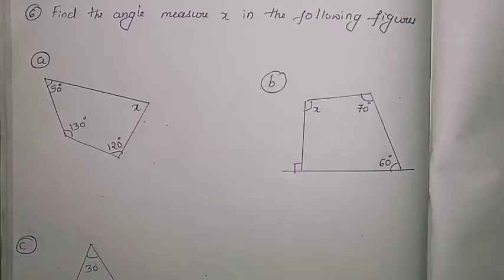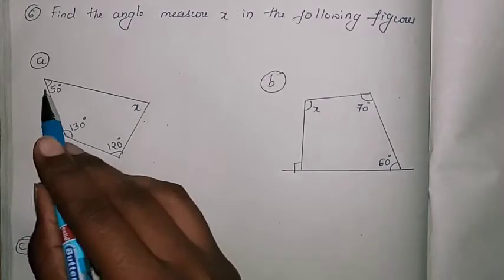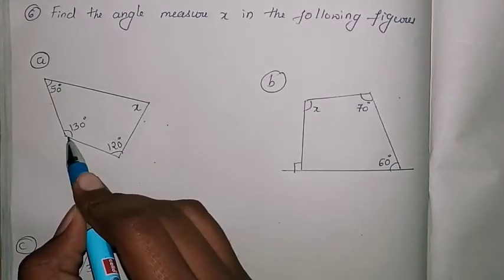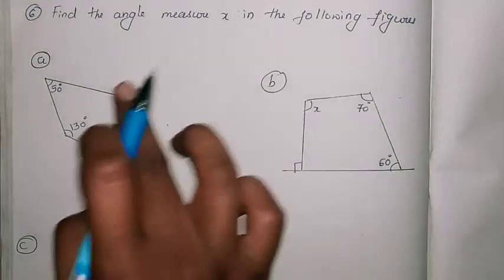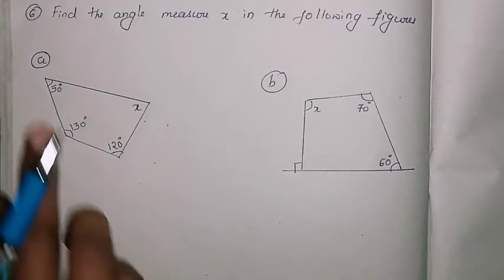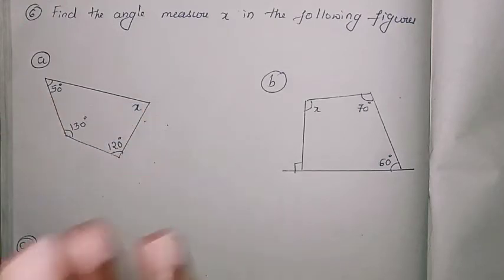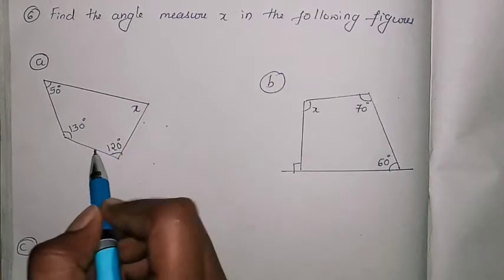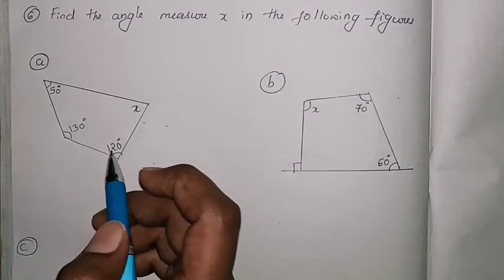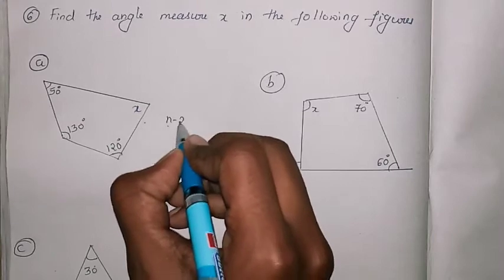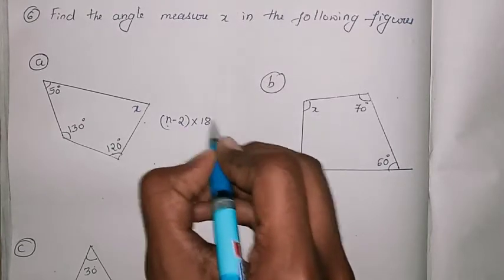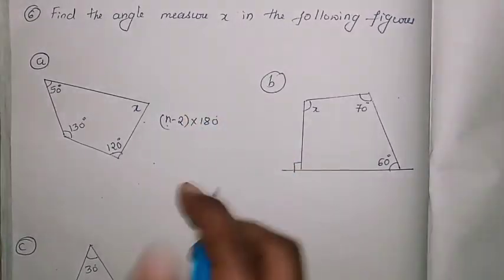Here you can observe the first problem, as they have given the angles 50 degrees, 130 degrees, 120 degrees and x. So you have to find the value of x here, and observe that it is a quadrilateral. It has 4 sides. If the diagram has 4 sides, it is a quadrilateral. If you don't know, then use the formula (n minus 2) into 180 degrees, the angle sum property of a polygon.